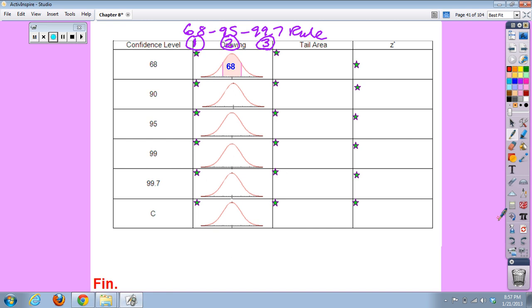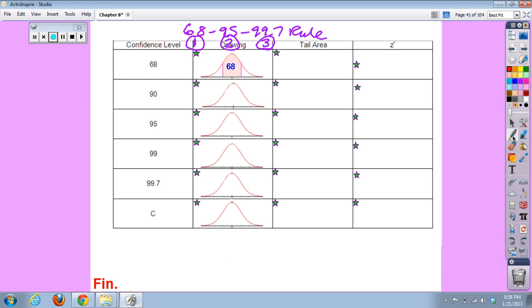Okay? Now, the 68, 95, 99.7 rule isn't an exact rule. It's an approximation. So the z-score is not going to be 1. It's going to be really close to 1. But I want to show you how you actually calculate that value. Because if I gave you 90% or 99% or 98%, the 68, 95, 99.7 rule is not going to help you out. You're going to know in between what whole number values your z-score is, but you're not going to be able to figure it out just from that.